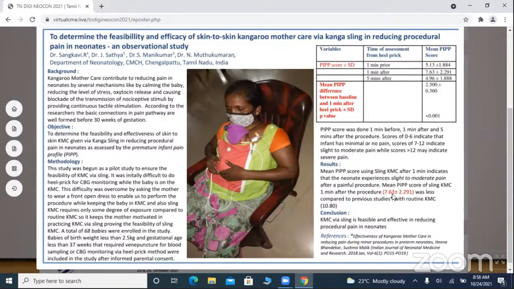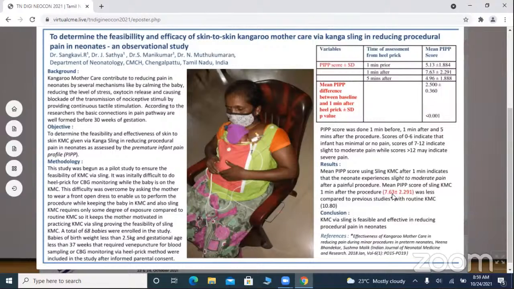In the table, I've given the mean PIP score. 1 minute prior to the procedure, the mean PIP score was 5.13 plus or minus 1.884. And 1 minute after the procedure, the mean PIP score was 7.63 plus or minus 2.291. And 5 minutes after the procedure, it was 4.96 plus or minus 1.888. The mean PIP difference between the baseline and 1 minute after the heel prick was 2.5 plus or minus 0.360. I got a p-value of less than 0.001, which shows the result is significant.